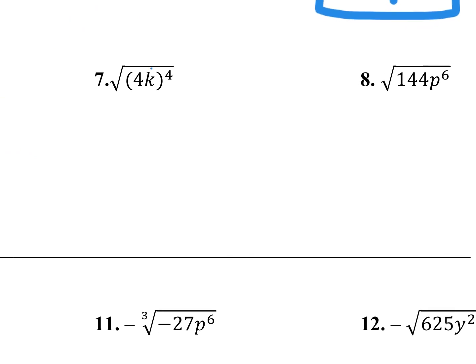You could expand this out, but I would not recommend it. We know there's an invisible index of 2, so I would just divide it first. I would not expand it because you're just going to break it down later on. So dividing this 4 by the 2 gives you 4k, that whole thing squared, which is 16k squared.